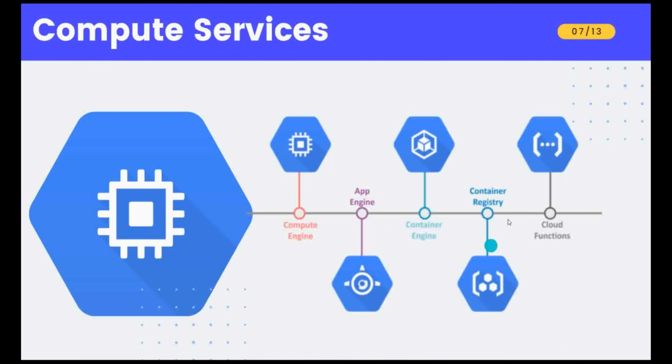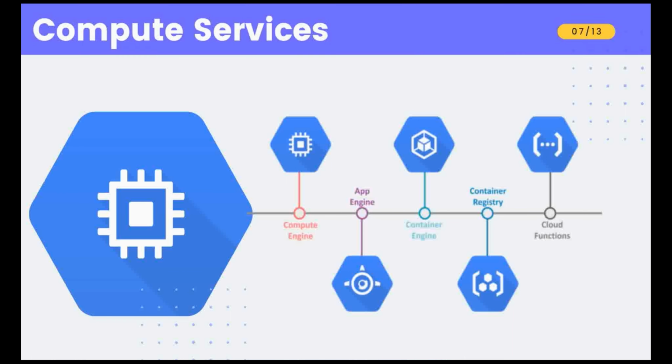Container Engine and Container Registry both help in running containers. Cloud Function is an event-based triggered function. It will run some code automatically when triggered by events. This Google Cloud Function will run only when it is triggered by some event. So this is about compute services.